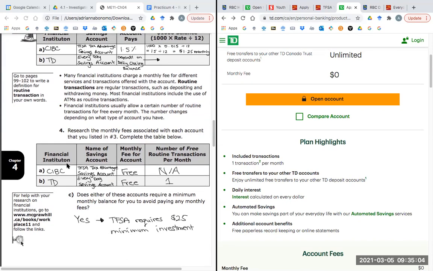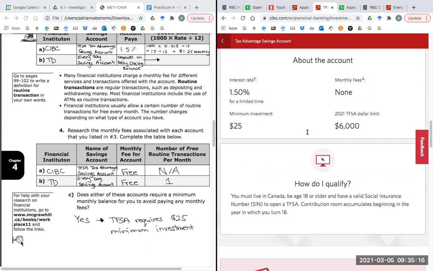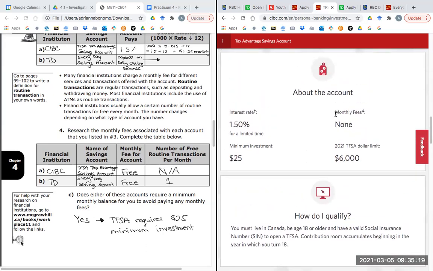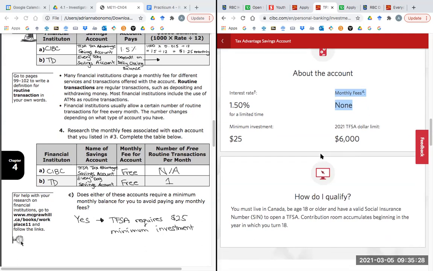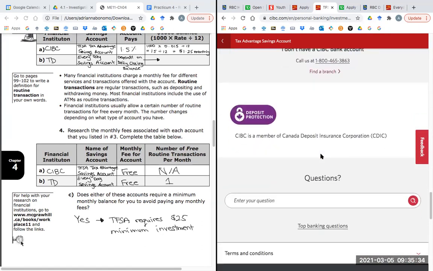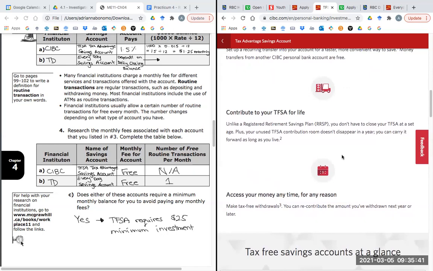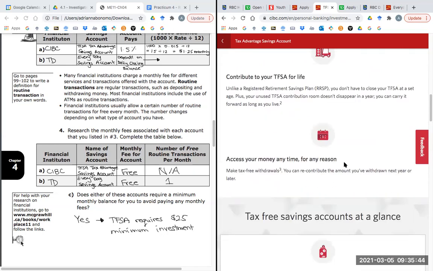Question 4 wants us to research the monthly fees associated with each account that we listed in question number 3. So let's go back to our TFSA. The name of the savings account we have here, the monthly fee for the account. So let's see, how much does this account cost us monthly? Right here, it says none, so it's free. Now it asks us, what's the number of free routine transactions per month? If we do a little bit of research, if we read through this, it doesn't say anywhere that there's a cap on the number of transactions that we can do. So we're going to put not applicable because the information just isn't given to us. We don't know how many free transactions we get before we start getting charged.